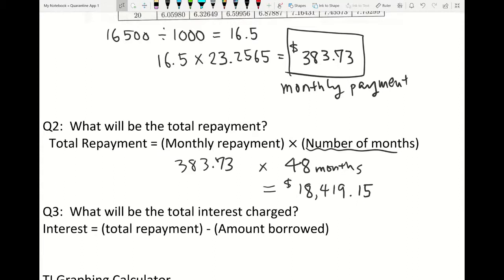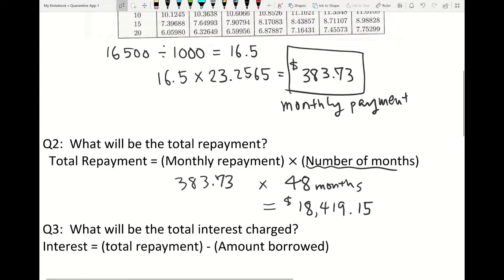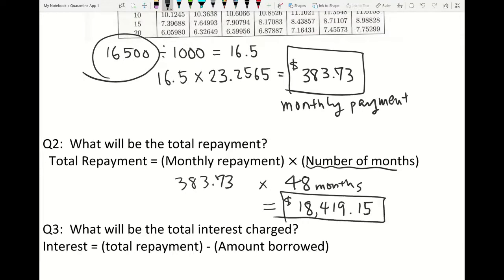Okay, so you borrowed $16,500, but the total payment is $18,419. Why is that? Why are we paying more than $16,500? Because you're paying what's called, again, interest. Okay, again, they don't let you borrow the money for free.